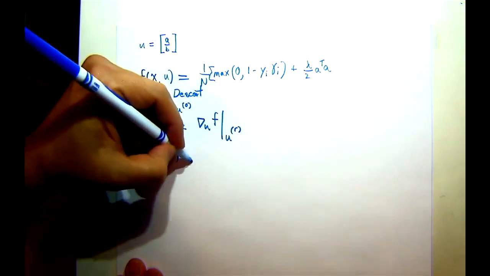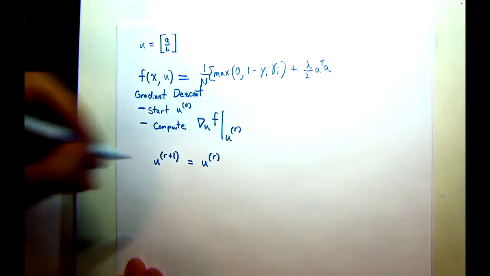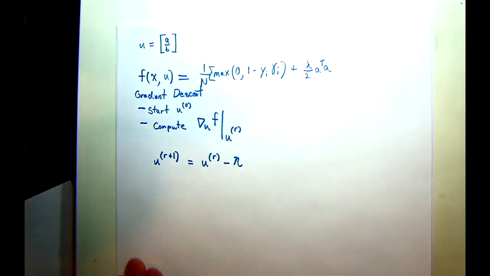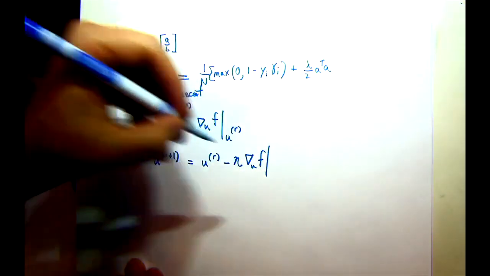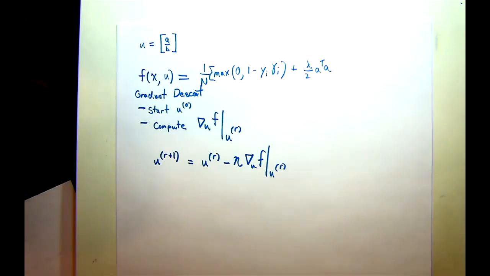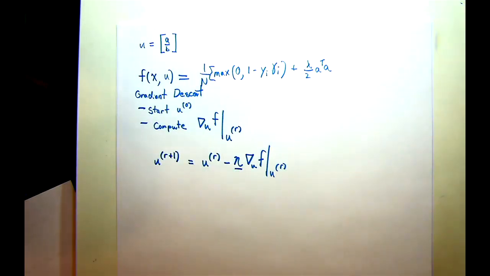So u of r plus 1 is just going to be the current u. And then we're going to take a small step in the direction of the gradient we just calculated, again evaluated at r. So basically, this is just what I had drawn out. We're going to start somewhere. We're going to compute that gradient. We're going to take a small step in that direction. This eta is just there to control how big of a step we take.